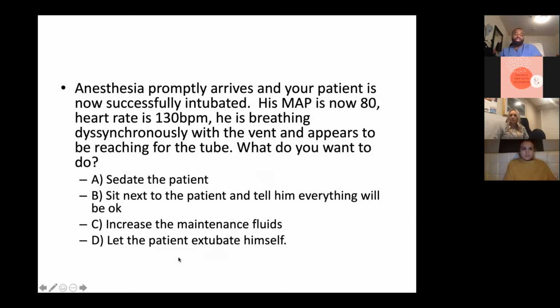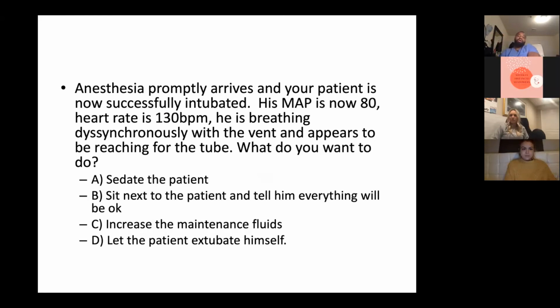So anesthesia promptly arrives and your patient is now successfully intubated. His MAP is now 80, heart rate is 130. The breathing is not synchronous with the vent and he appears to be reaching for the tube. What do you want to do?